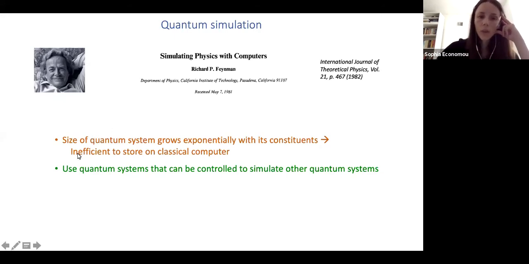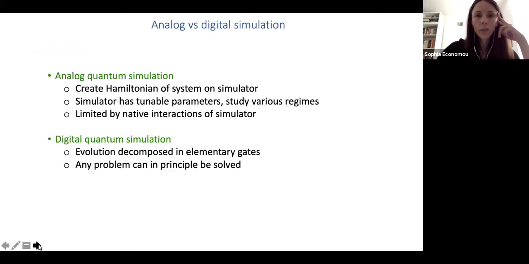So the idea is to use quantum systems, which have the advantage that they can naturally have the same behavior. They do encode an exponentially large Hilbert space themselves, so you can use them to simulate other quantum systems in principle. And there are two ways you can think of quantum simulation. You can think of the analog version, which is to basically recreate the Hamiltonian of the system you're interested in on a different system. You'd probably call that a simulator or an emulator. And you can think of atomic lattices as such a system.